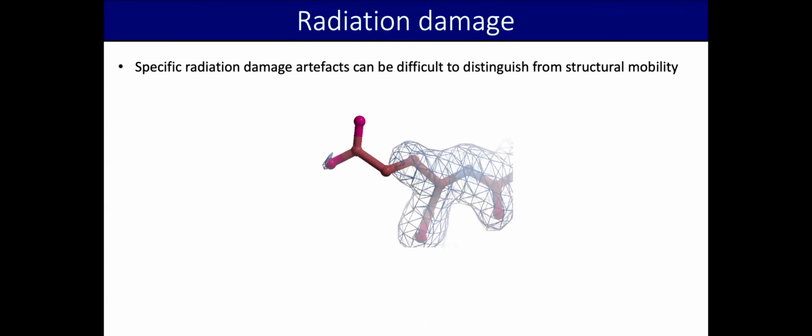And it can be very difficult to distinguish specific radiation damage artifacts from structural mobility. So for example, without any additional information, if we were to look at this glutamate residue here, it would be very difficult to tell whether the lack of electron density around this side chain is because this residue adopts multiple different conformations throughout the crystal, or because the carboxyl group has been cleaved off due to radiation damage.